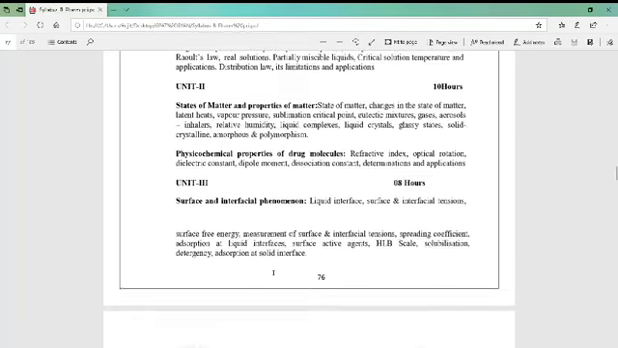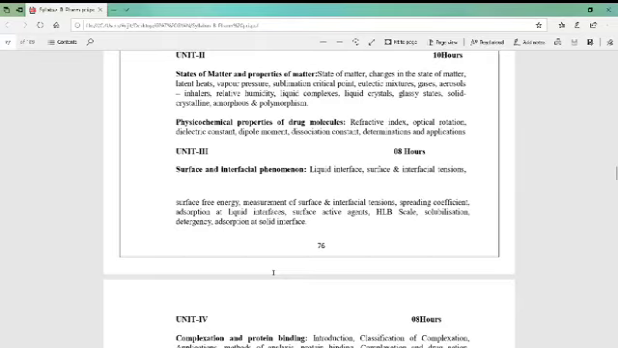And unit 3 is surface and interfacial phenomena. What is surface tension? Surface tension is a property due to which any liquid tries to hold a minimum surface area. And there is a little difference between surface tension and interfacial tension. Surface tension is a force which acts on the surface of any liquid, but interfacial tension is at the interface of two types of liquid. Then there is the HLB scale.